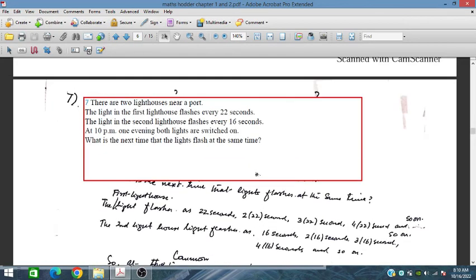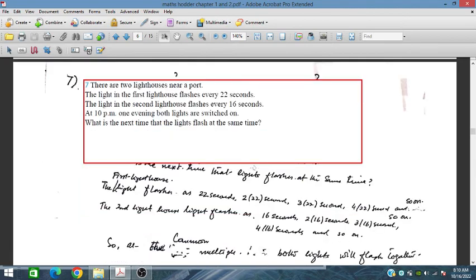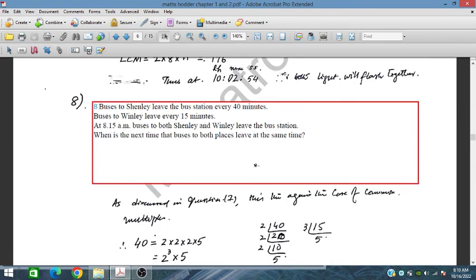This kind of question is asked in final examinations. Similarly, for this question number 18, an eight-number question: buses to Shenley leave the bus station every 40 minutes. Buses to Manley leave every 15 minutes. These are two stations, and this is the frequency of buses leaving the bus station. At 8:15 a.m., buses to both Shenley and Manley leave the bus station. When is the next time that buses to both places leave at the same time, simultaneously?